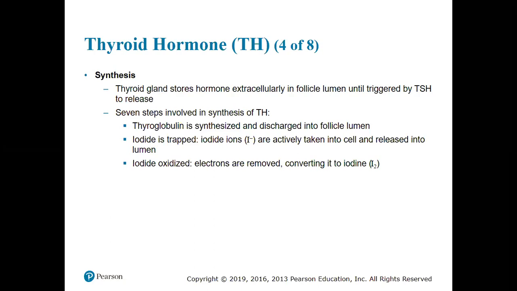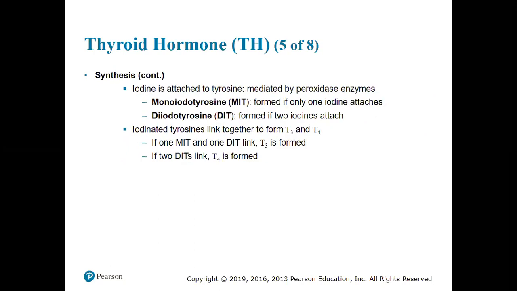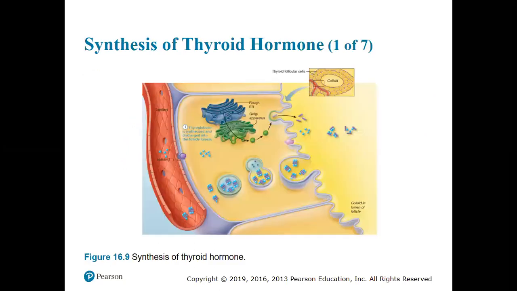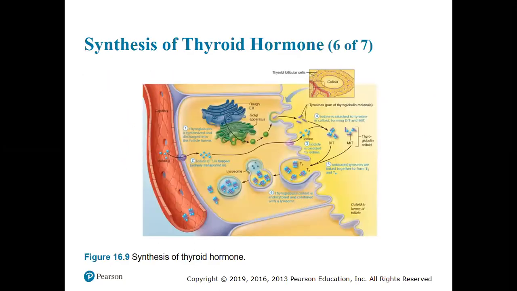All right, let's talk a little bit about its synthesis. Well, the thyroid gland stores hormones extracellularly in the follicular lumen, which means set outside the cell in the follicular lumen, until it is triggered by this TSH to release it. Now there's 7 steps that go through this thing, and we'll take a look at these steps, right? We will take a look at these.